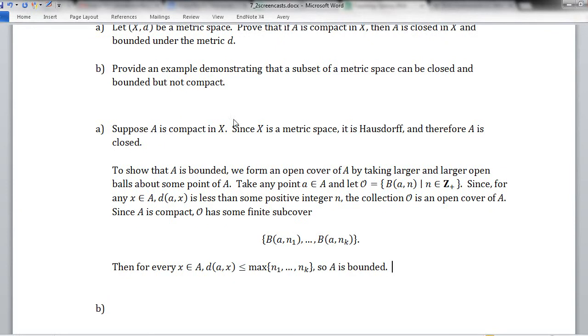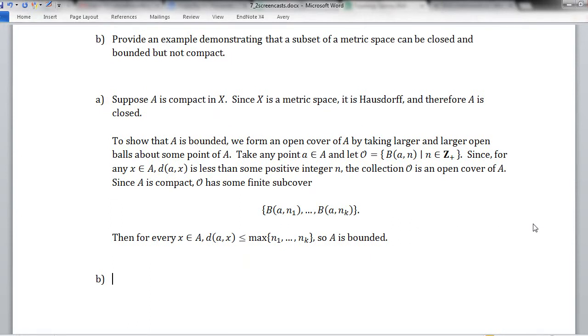Okay. Now let's do part B. Let's provide an example that shows that we can have a metric space, a subset of a metric space, that is closed and bounded but not compact. And the idea here is just sort of pick a metric which doesn't get too big. Okay, so that the entire space is going to be bounded. And I also want there to be an awful lot of open sets. So I'm just going to take sort of the discrete metric, which induces the discrete topology, and well, you'll see how it works out. So consider the metric space.